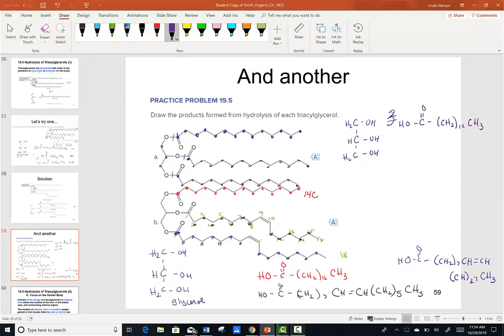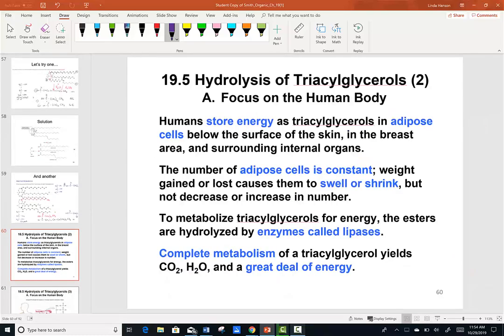So this particular chemistry, the hydrolysis, breaking them back apart, has many implications for human biological functions. We know that triacylglycerols are commonly stored in adipose cells, fat cells, below the skin surface and in breast areas, surrounding the internal organs, anything that needs insulation. Kind of an interesting note, the number of adipose cells is constant. So really, when you're gaining weight or losing weight, you're not changing the number of fat cells. You're just causing them to swell or shrink based on the amount of adipose tissue inside the cell.